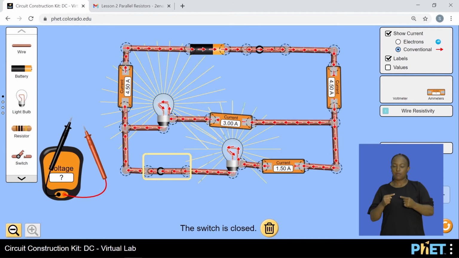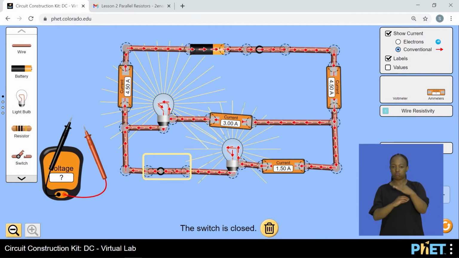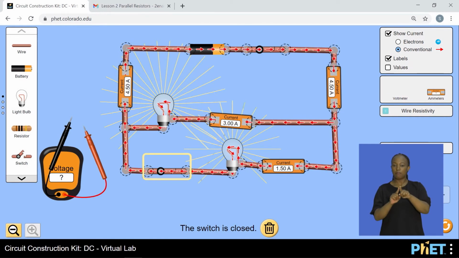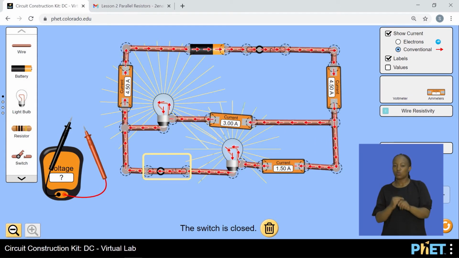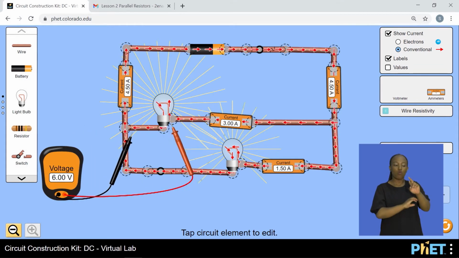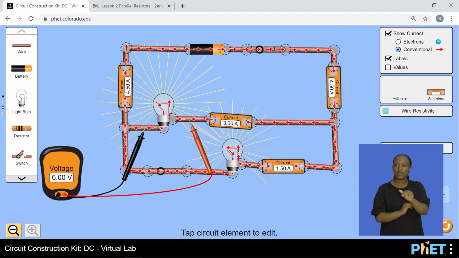Now, the current that goes through R1 is 3 amperes, while the current that goes through R2 is 1.5 amperes, which is actually half. Let us now measure the voltage across R1. Across R1, the voltage is actually 6 volts.